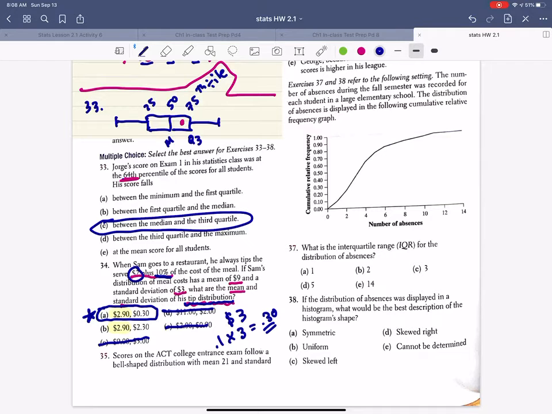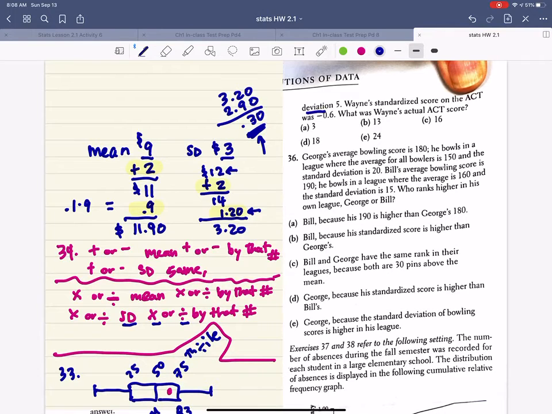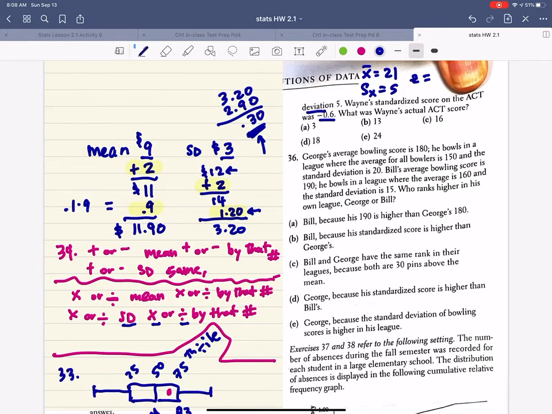35 says, scores on the ACT entrance exam followed a bell shape with a mean of 21 and a standard deviation of 5. Okay, so a mean of 21 and a standard deviation of 5. Wayne's score was negative. What was his actual score? Okay, so this is kind of an Algebra 2 question. Wayne's score minus 21 over 5. And we know Wayne's standardized score was -6. So we can actually substitute that here.